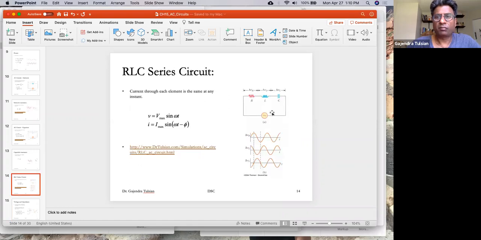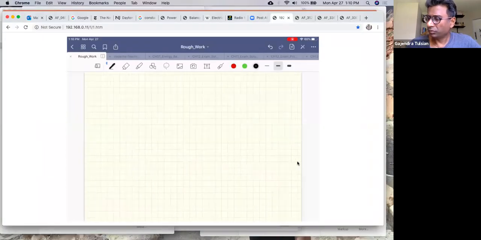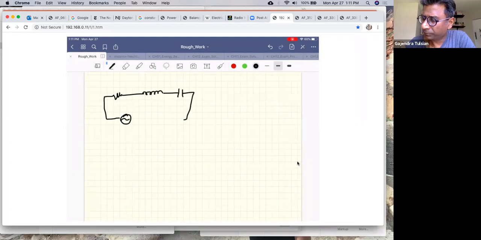Now for this circuit, let me show you. Here is the circuit. And again, this is a complete loop, and you can use Kirchhoff's voltage rule to set up an equation for the circuit. So let's set this up. We'll start at this point and go around the loop like that.